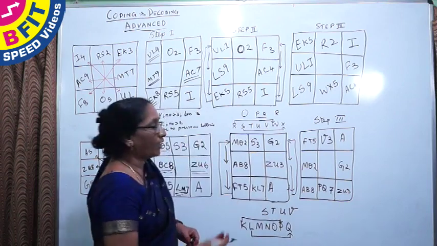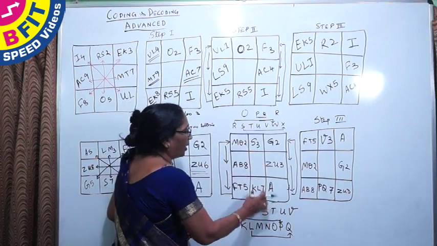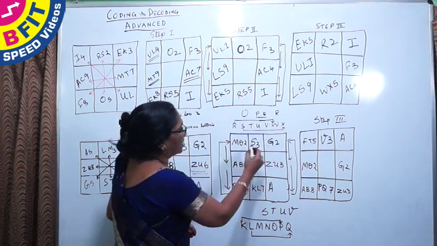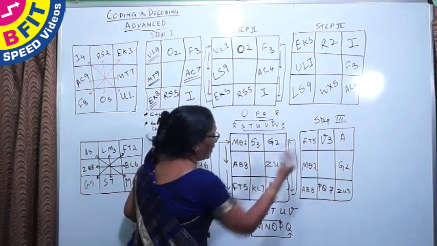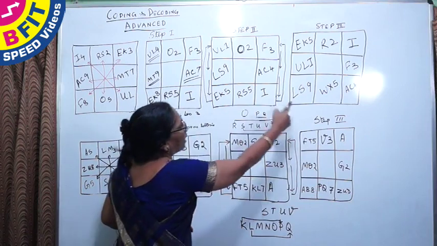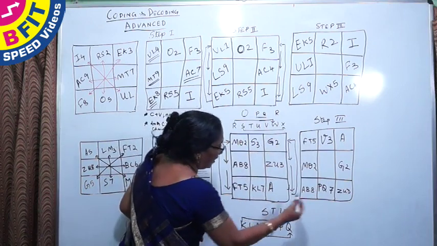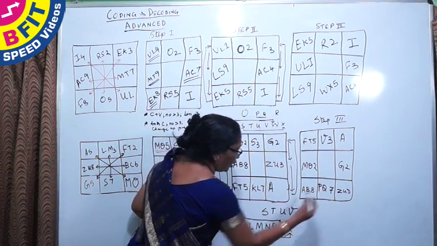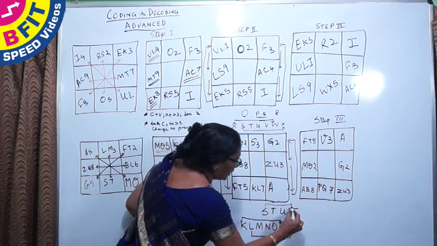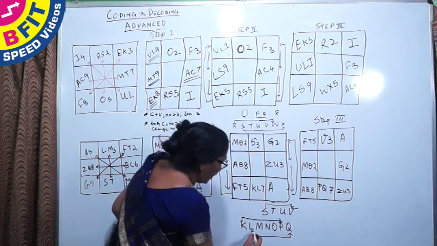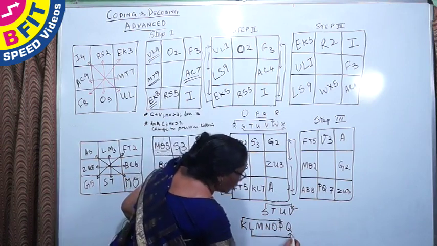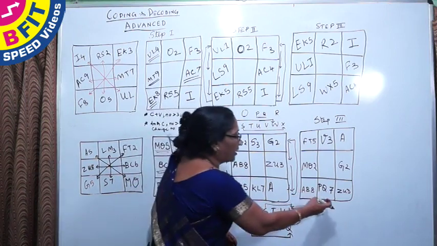Whatever is in the second column, first row, S becomes V, as O becomes R, S becomes V. As R and S become W and X, K and L becomes P and Q. S after 2 letters becomes V. K after 4 letters becomes P, and L after 4 letters becomes Q. This is the final step 3.